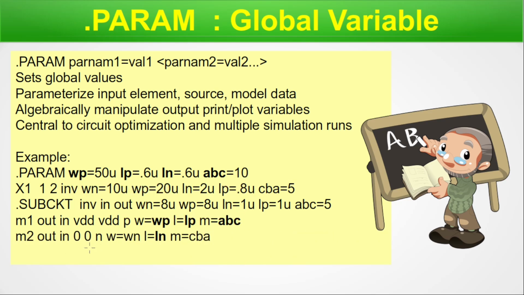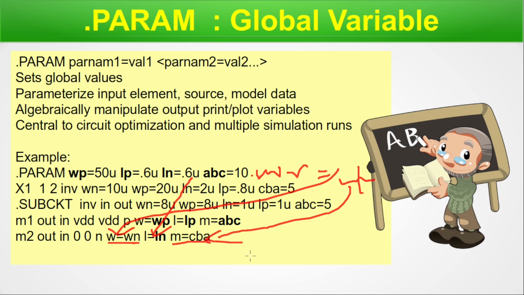Next, we have another MOSFET, that is the N MOSFET. We have W equal to WN. So although we do not have WN defined here, we should have defined WN equal to something here, and that value would come here. LN is coming here and M is equal to, here there is a typo, CBA, it will be something here. We write CBA here, another parameter, and that should come here.